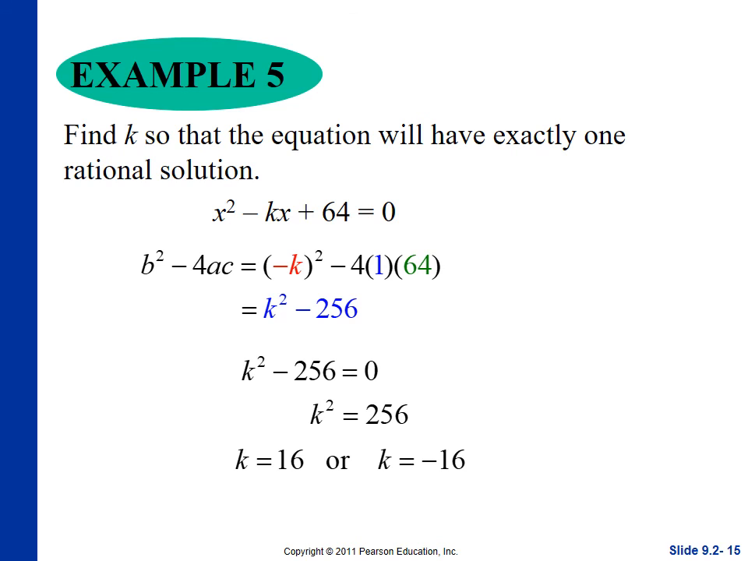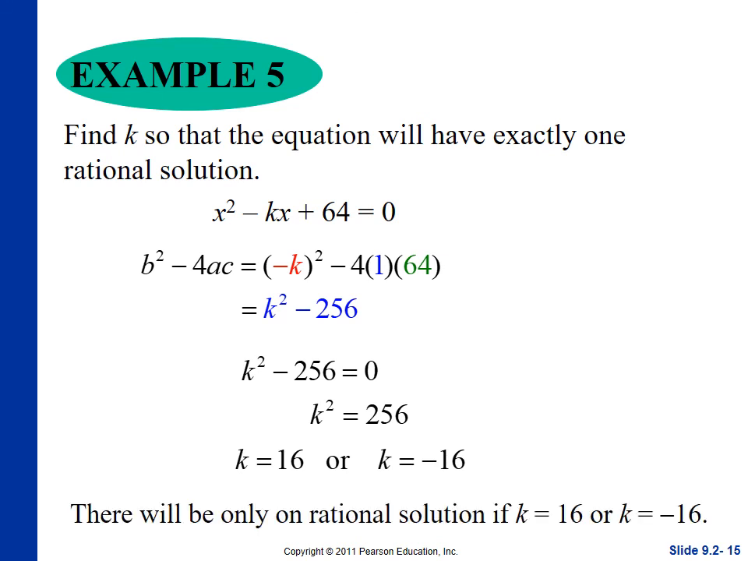So k, or we can just use the square root theory. Anyway, we can just take the square root of 256, so k is 16, or k is equal to negative 16. So those are the two values that will have one rational solution. Okay, if we have negative 16 or positive 16.